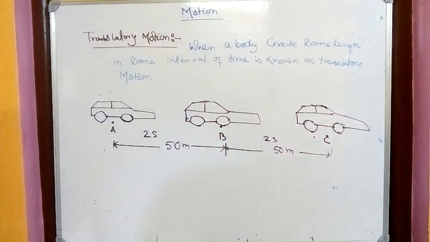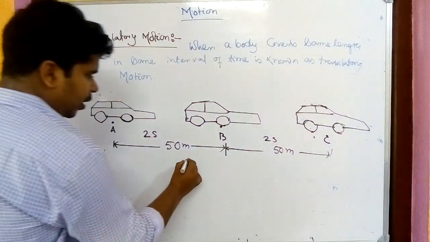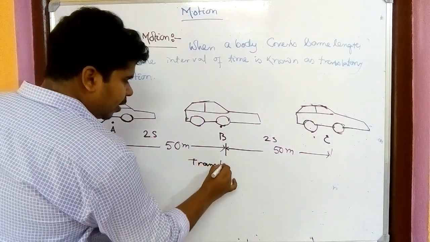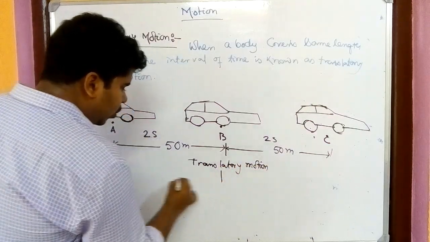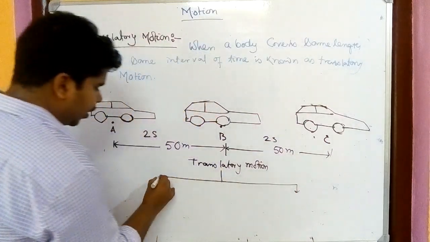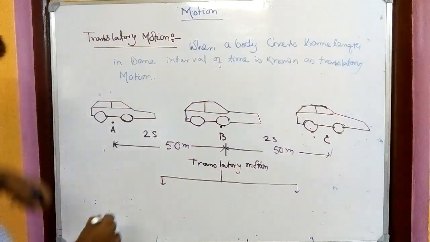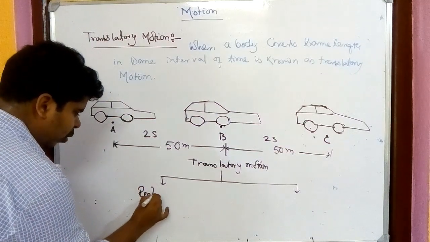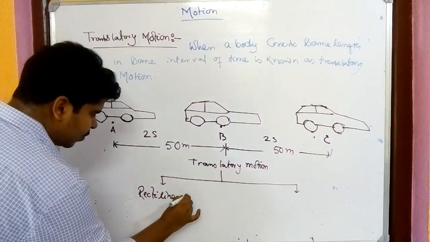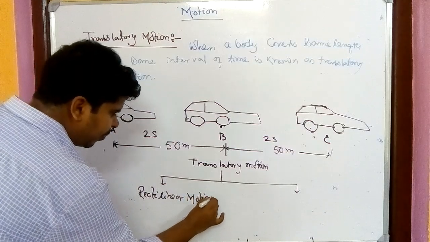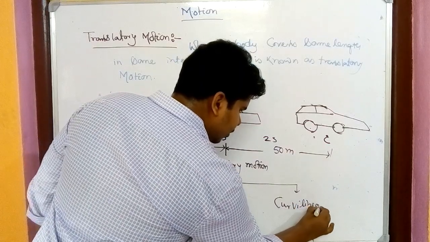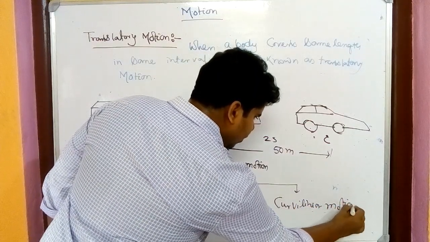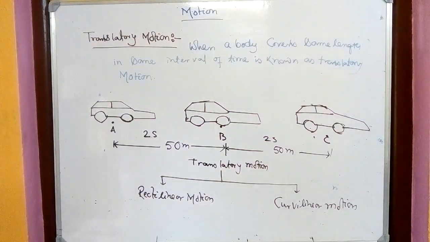Now there are two kinds of translatory motion. What are these two? Let's see. Translatory motion. So there are two kinds of translatory motions. One motion is known as rectilinear motion, and another one is known as curvilinear motion. Okay, so what does it mean? What is rectilinear motion? What is curvilinear motion?